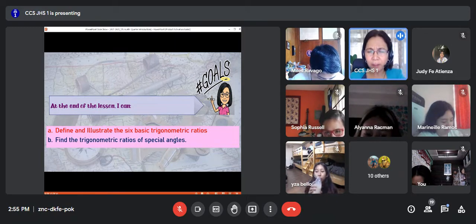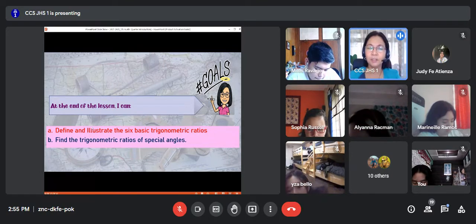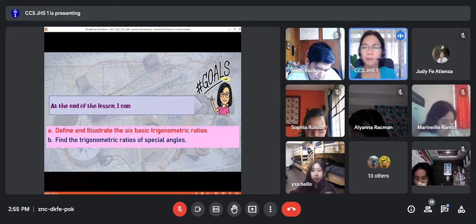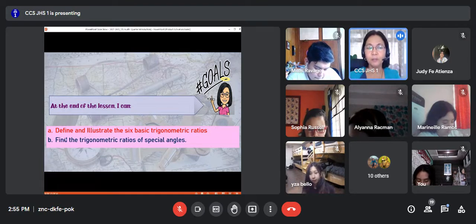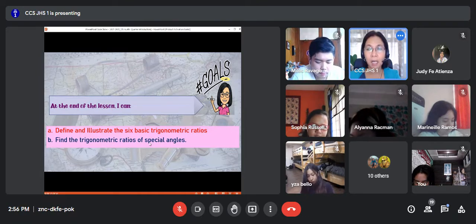What is this trigonometric ratio? And then again, you will have the words special angles. What are special angles? They come from the special triangles. So we only have two objectives in this module: to define and illustrate the six basic trigonometric ratios, and then find the trigonometric ratios of special angles.